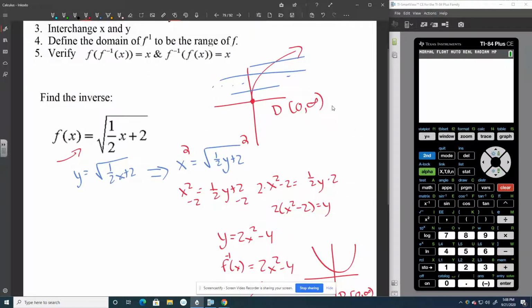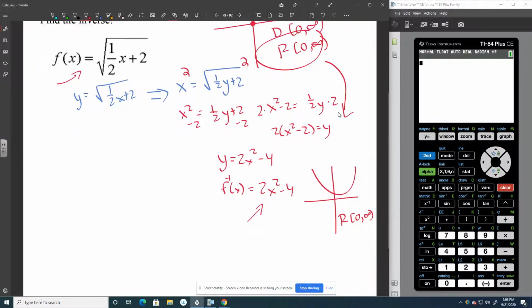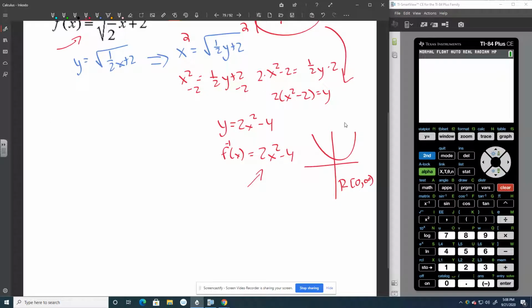But also looking at your outputs, my range, looking at my up and down, goes from 0, that's my lowest point, and it goes up to infinity. So that range becomes my new domain down here. Since my outputs go from 0 to infinity, that means my inputs, my domain, has to go from 0 to infinity. Or in other words, I can't have any x's over here. I can only have my x's starting at 0 for my inverse function, okay?